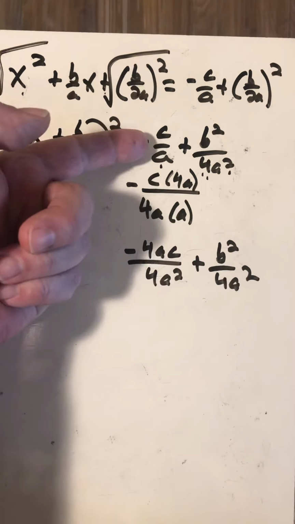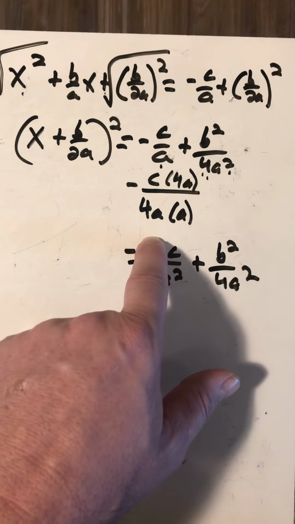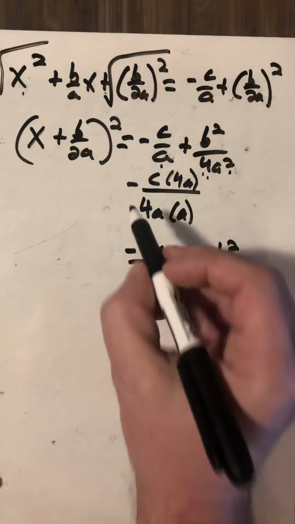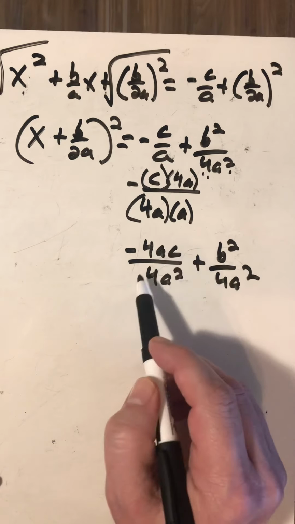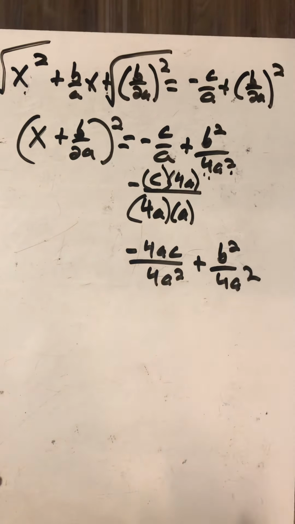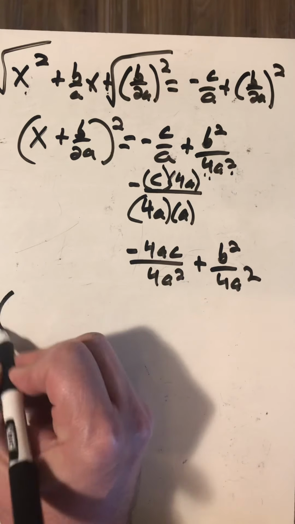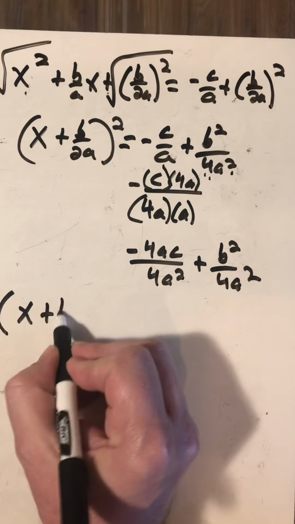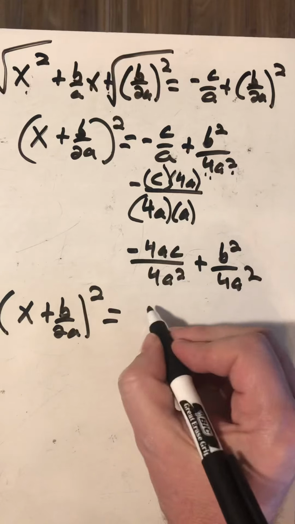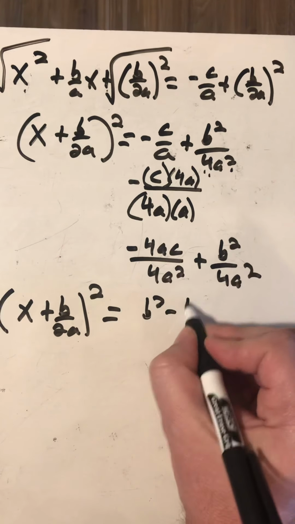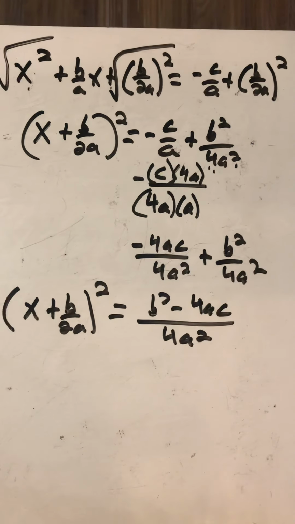So in order to get the common denominator, I had to multiply this side by 4a and this side by 4a, okay? So that became negative 4ac over 4a squared plus we still have the b squared over 4a squared. All right, so if we add those together, I'm going to continue bringing all this down. I've got x plus b over 2a squared equals, I'm going to put the positive term first, b squared minus 4ac over 4a squared. Okay, guys, we're getting there.